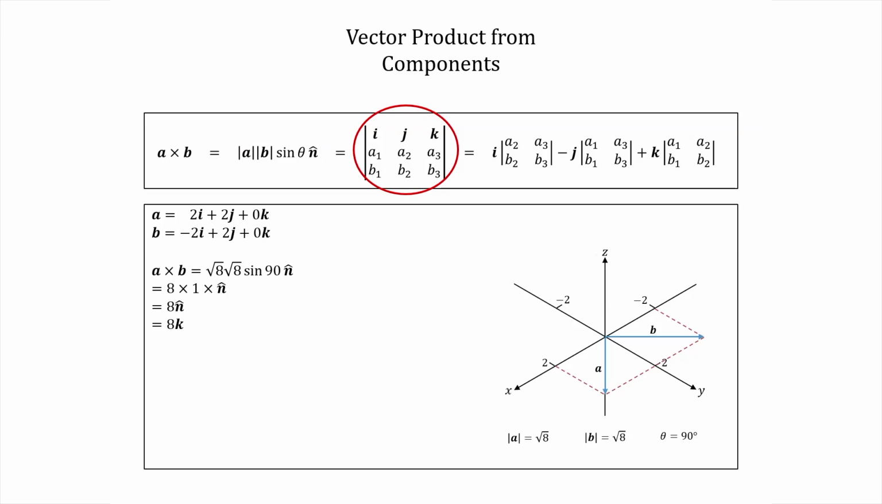Now let's use the second method. So A cross B is equal to the determinant of this matrix: i, j, k; 2, 2, 0; minus 2, 2, 0. This is equal to i times, well, it's 2 times 0 minus 2 times 0, so 0 minus 0, minus j times 2 times 0 minus 2 times 0, which is also 0 minus 0, plus k times 2 times 2 minus 2 times minus 2, which is 4 plus 4, since the two minuses will cancel out. So this is just 0i minus 0j plus 8k, which is indeed just 8k, as we hoped.